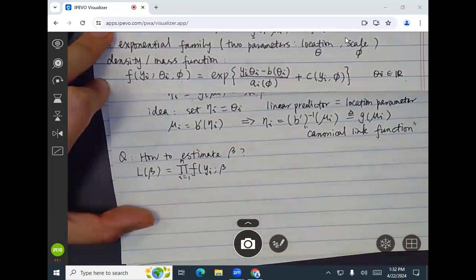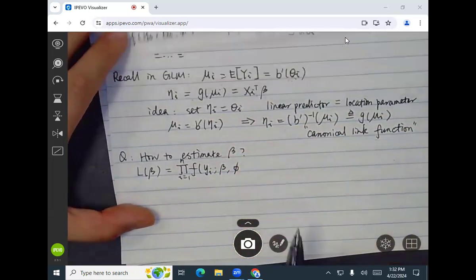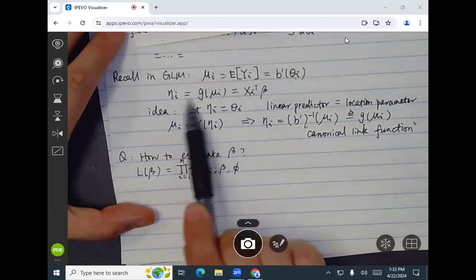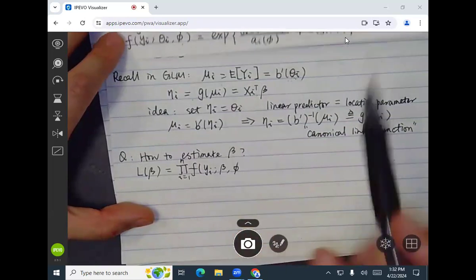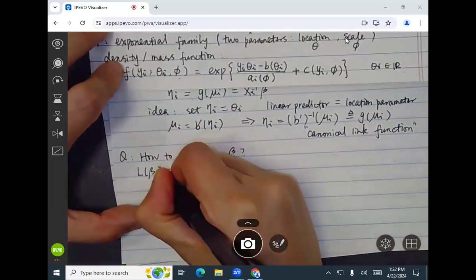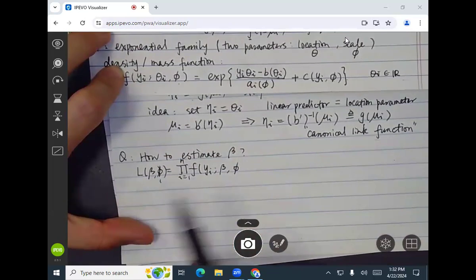And also don't forget that we have the phi, which cannot be expressed for beta because beta is only linked to the mu_i, eta_i, theta_i, but not the phi. So maybe I'll put phi here as well. So beta and phi. Phi is just like the sigma squared we also need to estimate for the linear model. So it cannot be handled by beta.